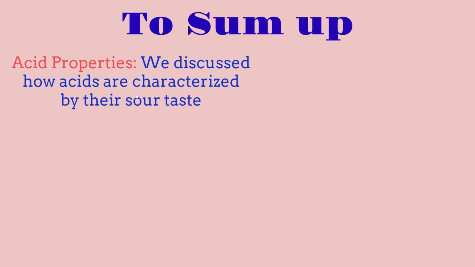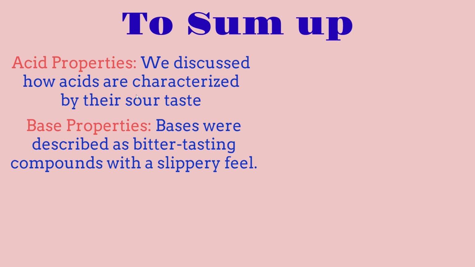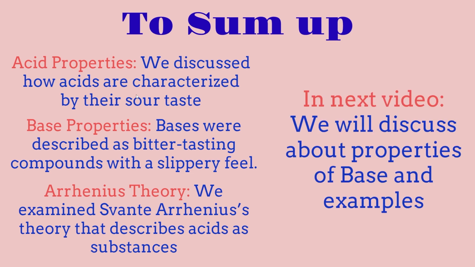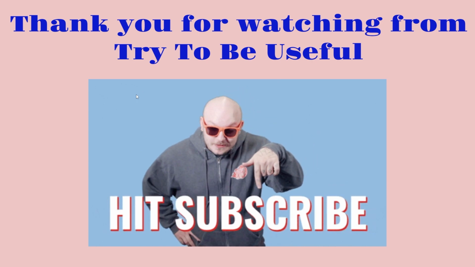To sum up everything in this video, we talked about acid properties, we talked about base properties, and we also looked at some examples of both of them. And then we also talked about the Arrhenius theory on acids. In our next video, we're going to discuss the properties of bases and some examples of them. So that summarizes everything for this video.